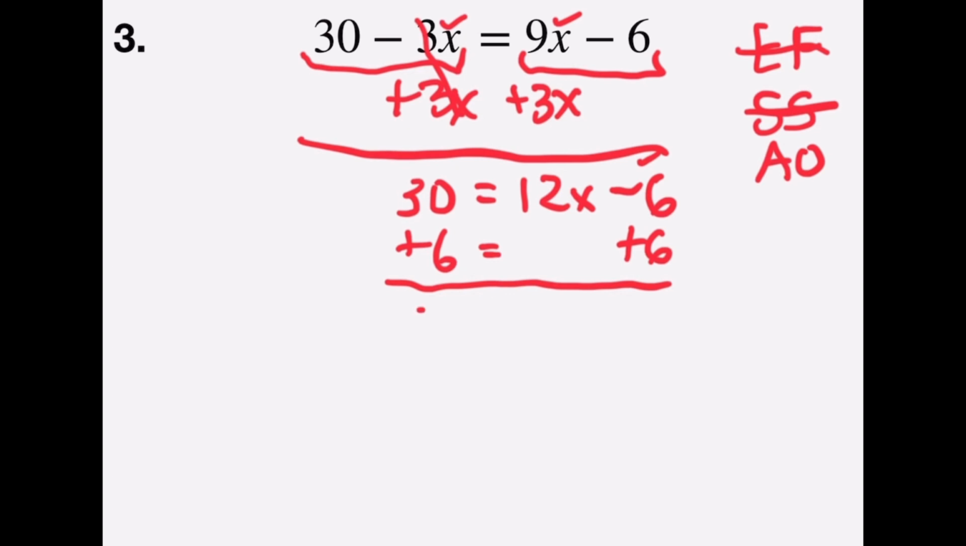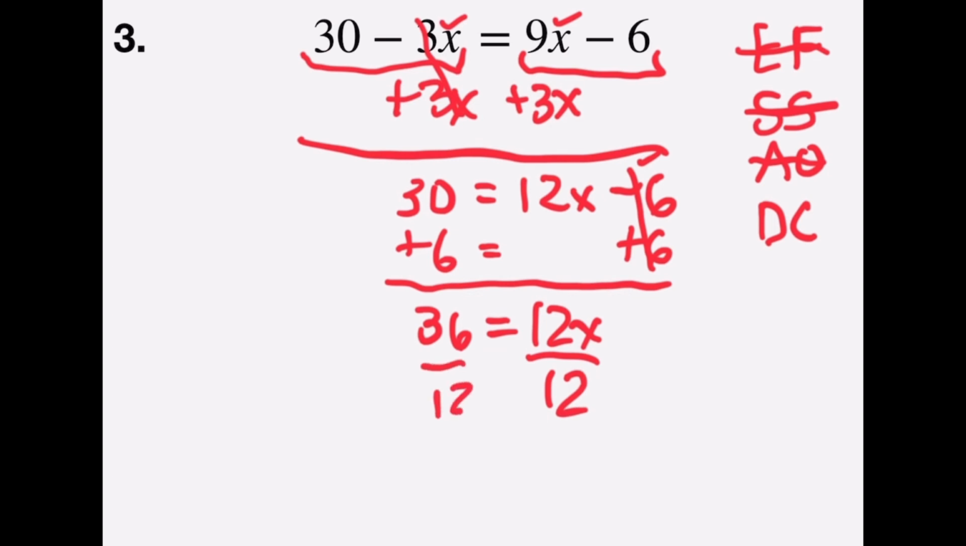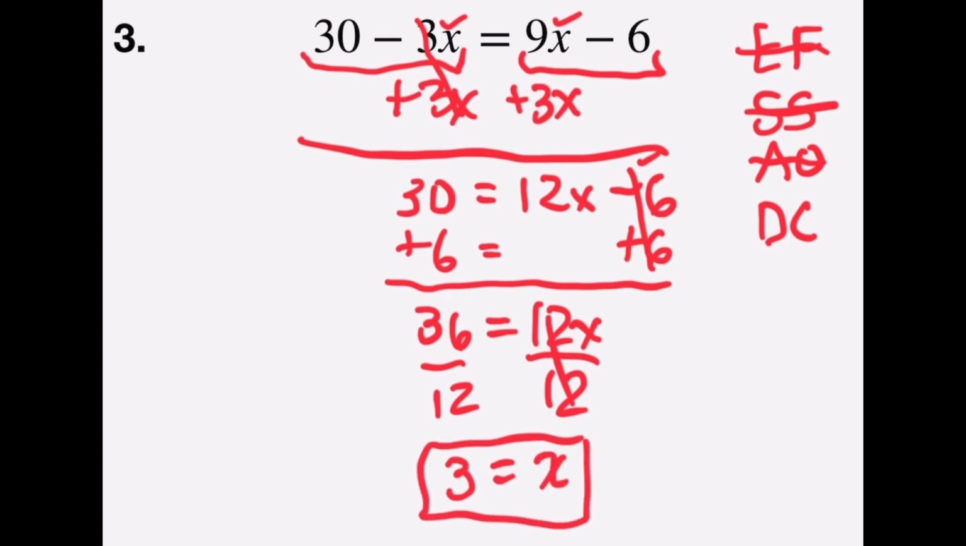30 plus 6 is 36. Negative 6 plus 6 is 0. 0 plus 12x is 12x. Now I can move on to my 4th step. Divide by the coefficient on the variable term, which is 12. So I'm going to divide both sides by 12. 36 divided by 12 is 3. 12 divided by 12 is 1x, and therefore 3 equals x.